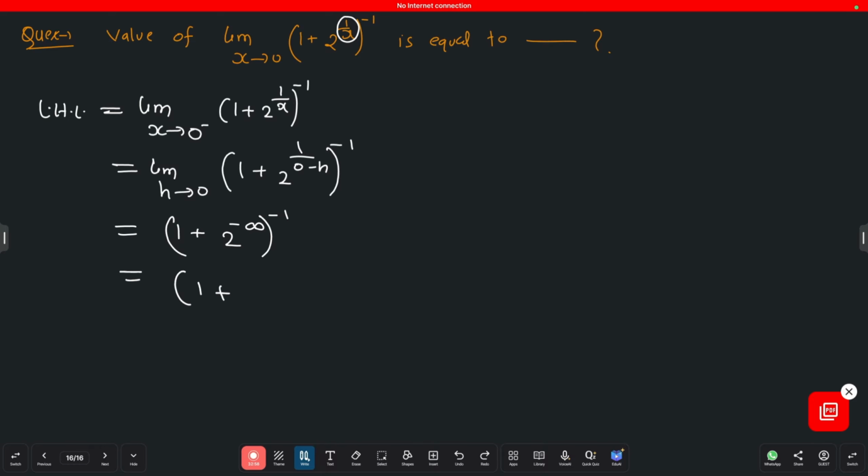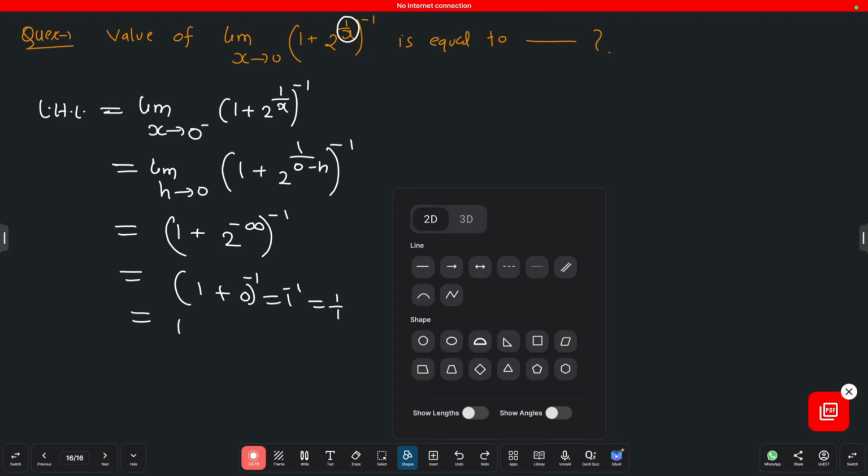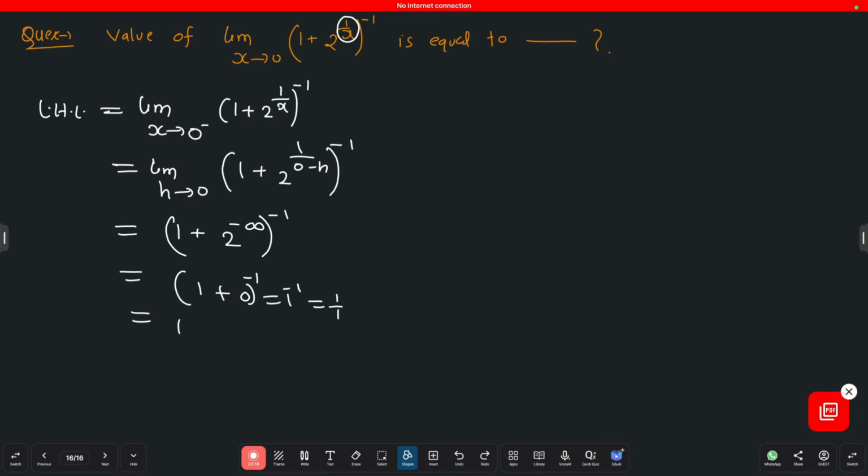And now we know a number greater than 1 whose power is minus infinity is 0. Okay, so this is (1 plus 0) whole power minus 1. So 1 power minus 1 is 1 only, because 1 upon 1 is 1. So the left hand limit is 1. Now check the right hand limit, R.H.L.